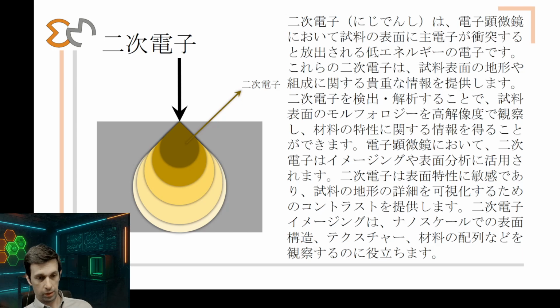So if we have a higher surface, these electrons shine in a specific direction and come back in another direction, hitting the detector. So we generate shadows and light in different portions of the sample. They are used mainly for imaging.